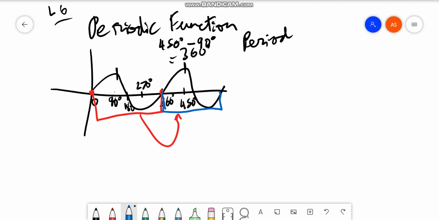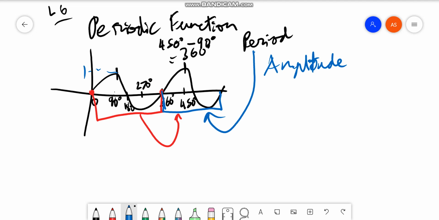And there's something called the amplitude. So the amplitude is half of the entire height of the graph. So if this is 1 and this is -1, then the graph is half of this entire thing. So the amplitude is only this much.